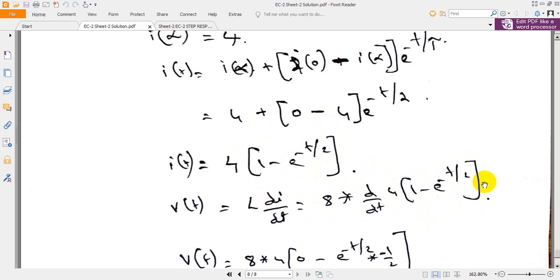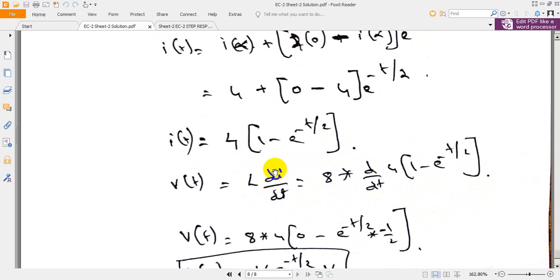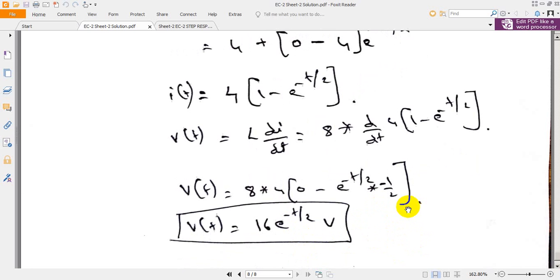Now differentiate this equation. The L value is 8, d by dt of 4 into 1 minus e power minus t by tau, where t by tau is t by 2. So you can write it as 8 into d by dt of 4 into 1 minus e power minus t by tau, which is 8 into 4 into 0 minus e power minus t by tau into minus 1 by 2.